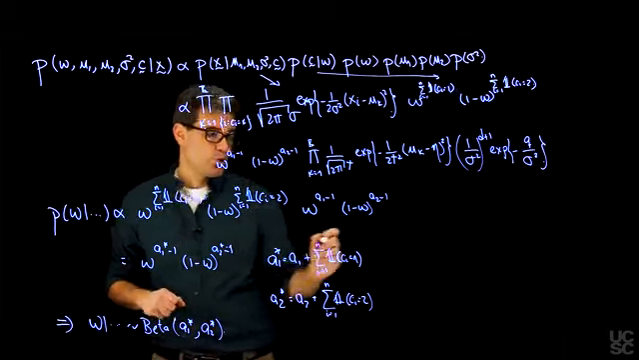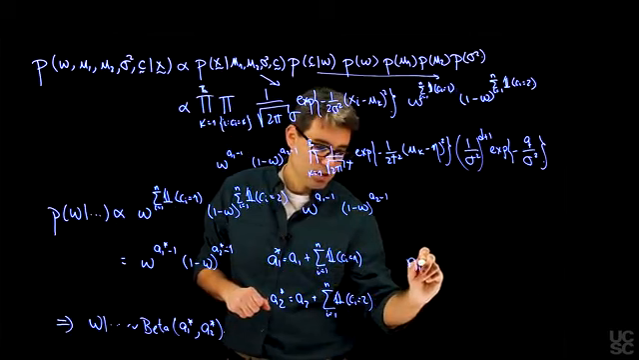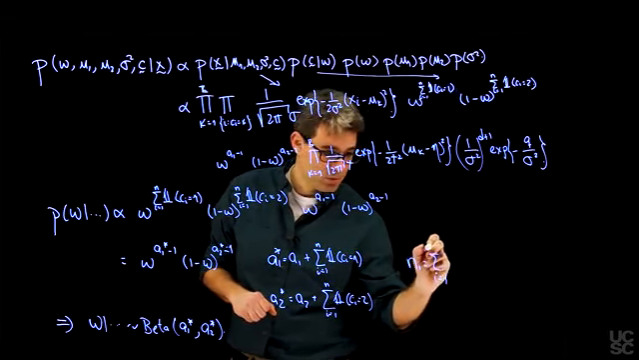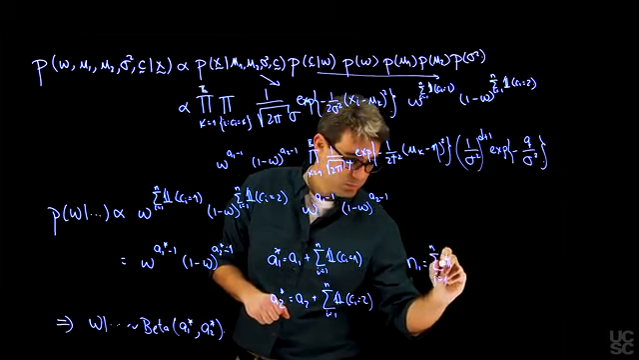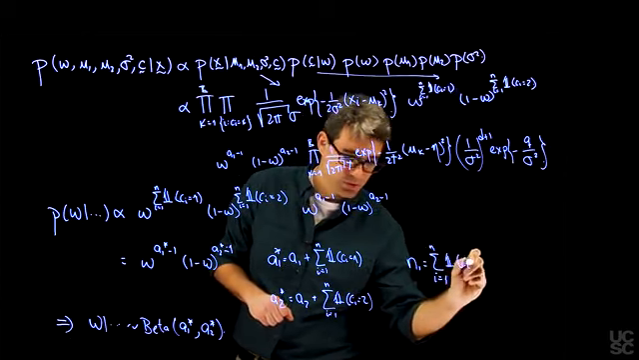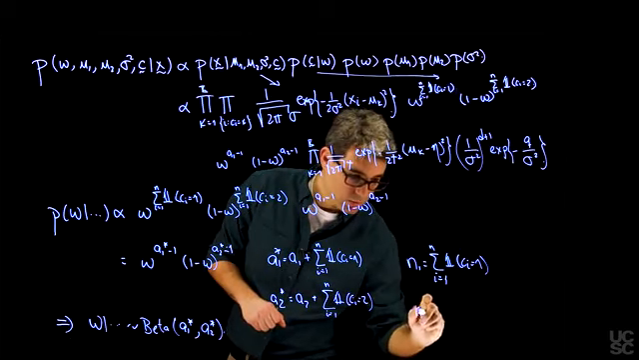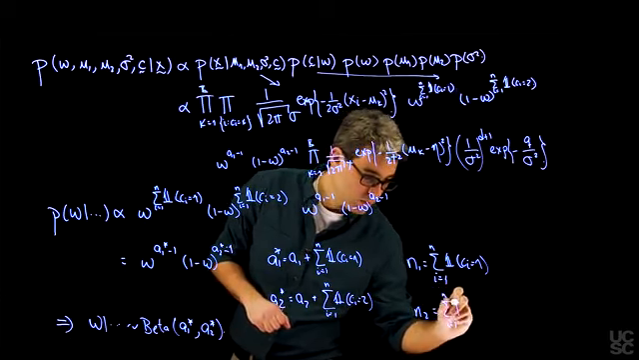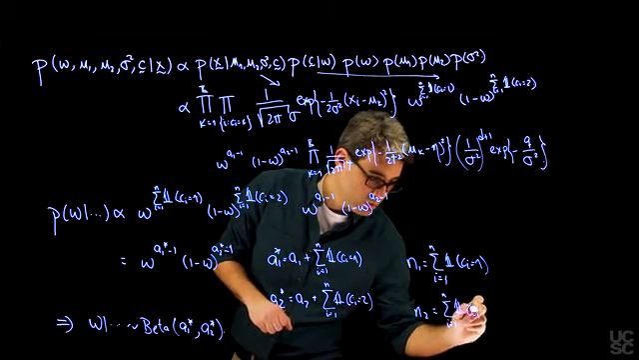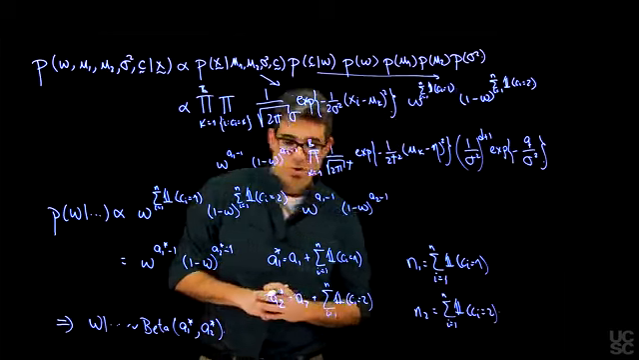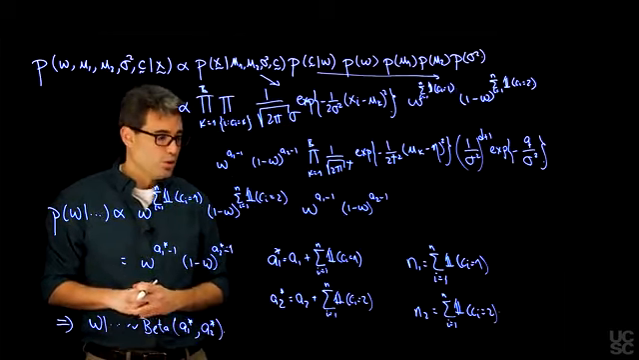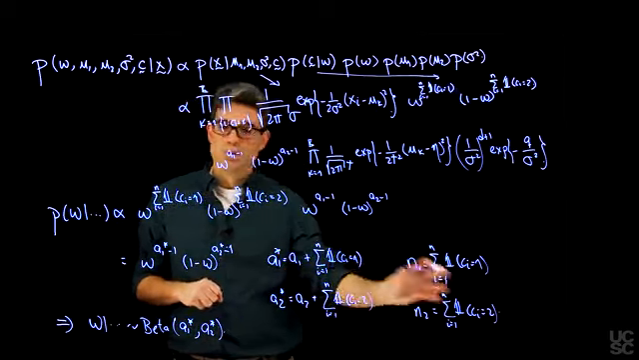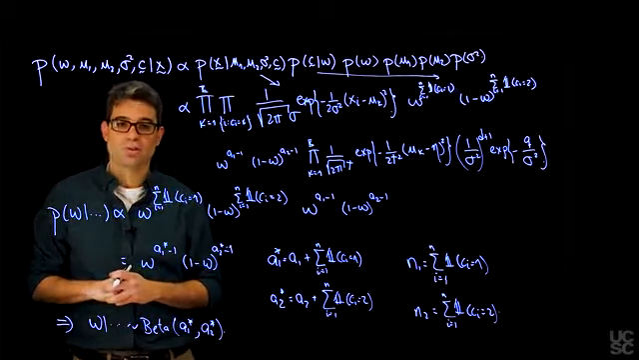By the way, in the future, it will be convenient to simply call n sub 1 the sum from 1 to n of the indicators of c sub i is equal to 1, and n sub 2 the sum from i equals 1 to n of the indicators that c sub i is equal to 2. So as we did with the general formulation of the model. In that way, these expressions can be written in a slightly shorter way, and I will be using this type of notation later on for other full conditionals.